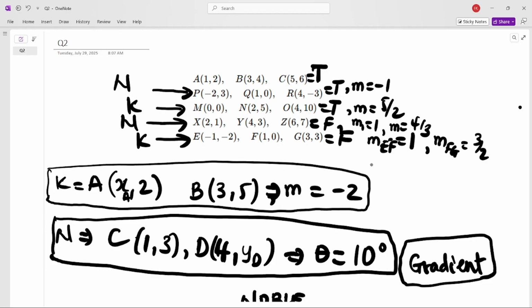Okay. So I learned that if we have multiple points on the same line with the same gradient, it is called collinear points. Okay, good. And then also, any undefined gradient is equal to 90 degrees.